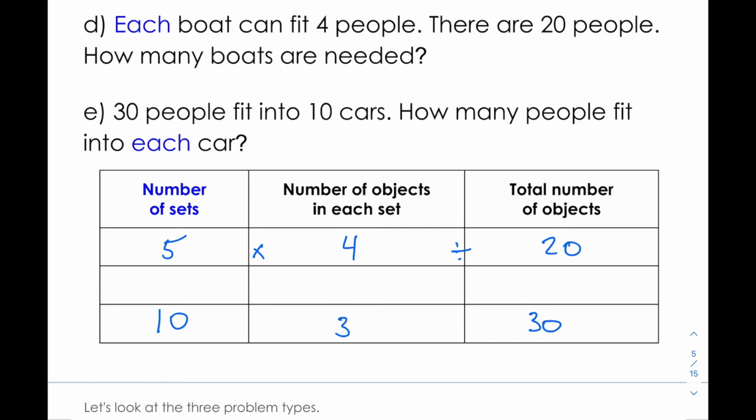So you can have 2 division sentences here. You could say 30 divided by 3 is equal to 10, or 30 divided by 10 is equal to 3. Same thing. Just like 3 times 10 is 30, and 10 times 3 is 30. Doesn't matter which way you write it.